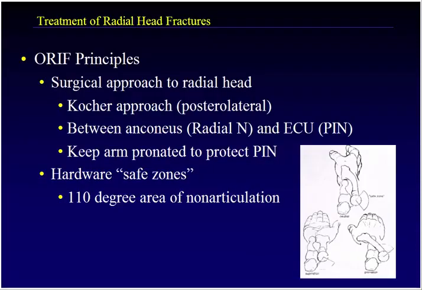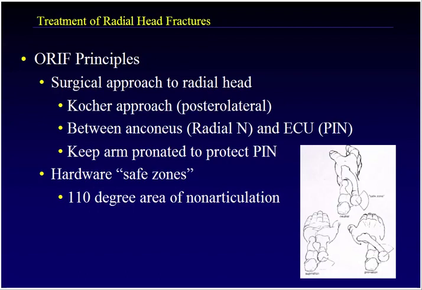So the surgical approach to the radial head is typically the Kocher approach, using the posterolateral. It goes between the anconeus, innervated by the radial nerve, and the extensor carpi ulnaris, innervated by the posterior interosseous nerve. You want to keep the arm pronated during your approach to protect the posterior interosseous nerve.